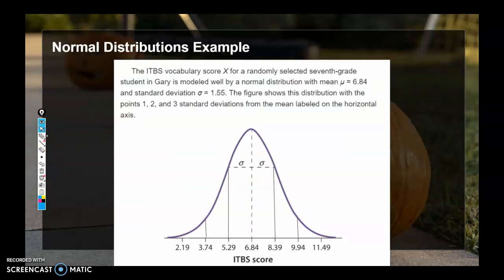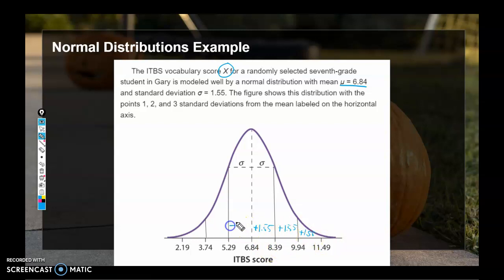So here is an example of a normal distribution. The ITBS vocabulary score X, so we always call things random variable X, of a randomly selected 7th grade student in Gary, Indiana, is modeled well by our normal distribution, right? They give us our mean, and that's our center point, and standard deviation, which is sigma, which is 1.55. So notice, this is plus 1.55. This is plus another 1.55. This is plus another 1.55. These give us our widths.